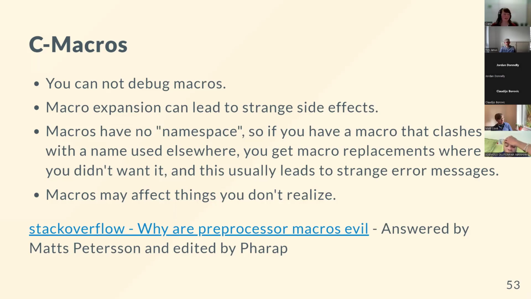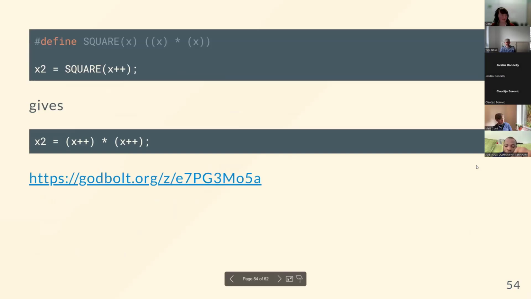And then macros may affect things you don't realize. I want to show you an example of something else in Rust that actually makes macros more manageable, because in this post, they give this example of square. So you have this macro. This is not an example of when you would actually write a macro, but this is the classic example they give. I want to square something, and I also want to increment it.